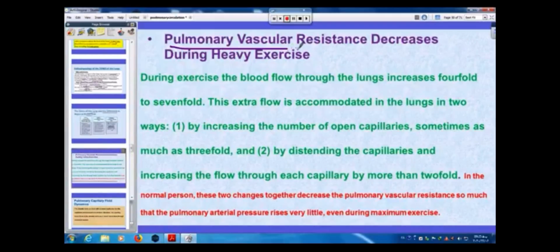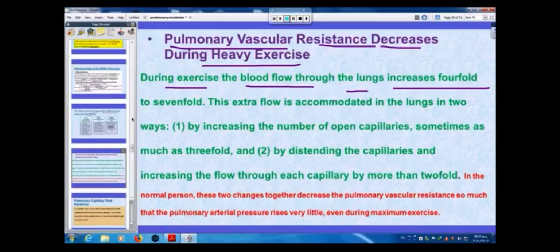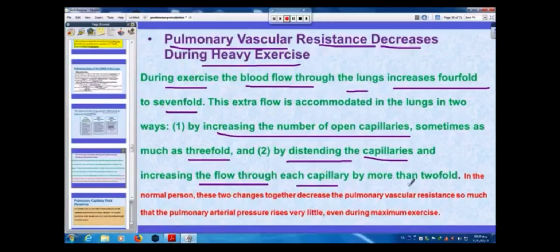Pulmonary vascular resistance decreases during heavy exercise. During exercise, the blood flow through the lungs increases fourfold or sevenfold, as we mentioned before. This extra flow is accommodated in the lung in two ways: by increasing the number of open capillaries, sometimes as much as threefold, and by distending the capillaries and increasing blood flow through each capillary by more than twofold.